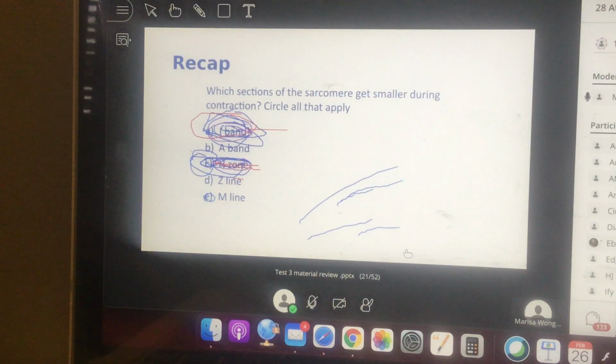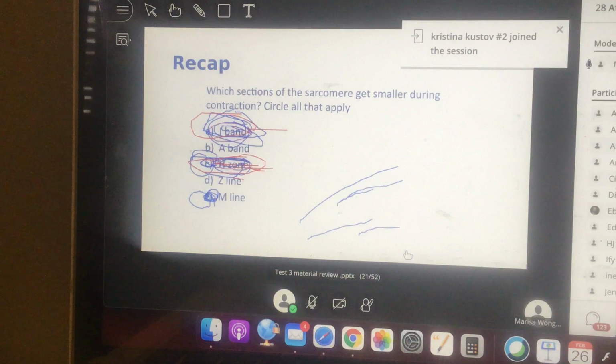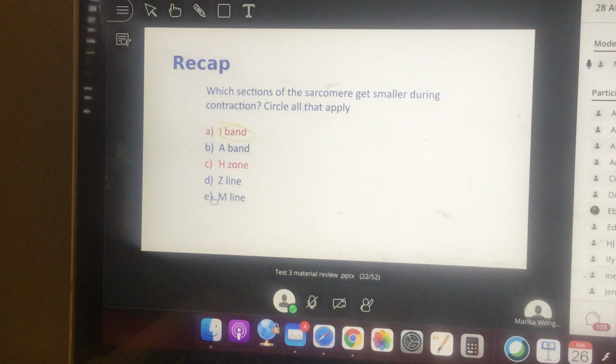Feeling pretty confident about A and C, that the I band and the H zone are the ones that get smaller, and you guys are correct. The M line is not a zone that can shrink. It's a line right down the middle, just like the Z line is the lines at the edge of the sarcomere. So while the Z line moves, it doesn't actually physically get smaller. Same with the M line. The M line is just the middle point of the sarcomere. But the ones that actually change size are the I band and the H zone.